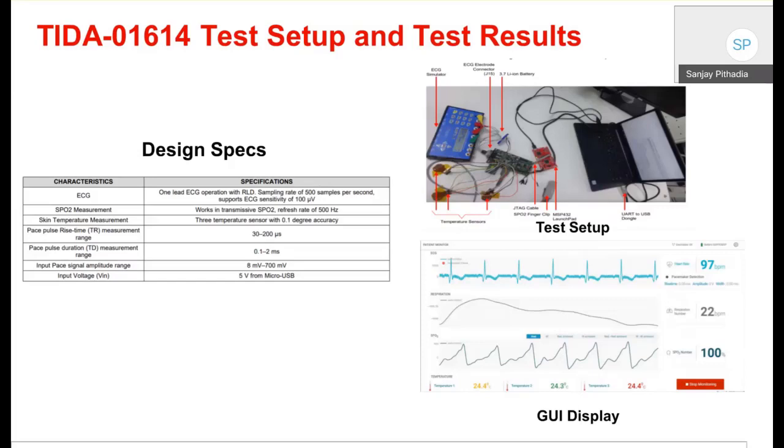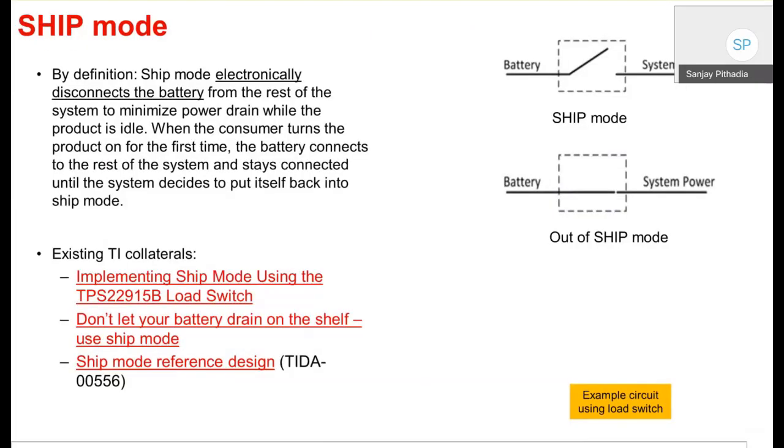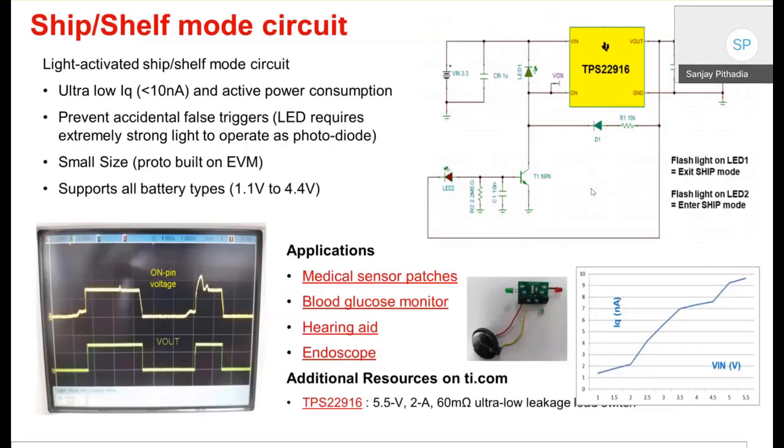Now I want to highlight 2 different topics. There is something called ship mode. Whenever a manufacturer manufactures a battery operated system, they put the device into ship mode, so that when it goes to the retailer and then to the patient who buys it, the battery doesn't drain in between, right? So in ship mode they electronically disconnect the battery from the entire load. There are load switches and everything available, but TI has come up with a different way where we are using 2 LEDs, one green LED and one red LED, to put the device into ship mode and bring it out of ship mode.